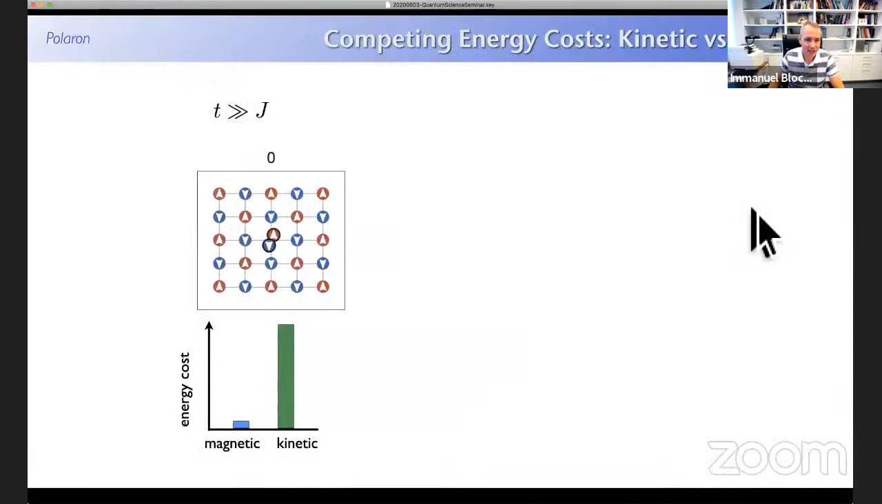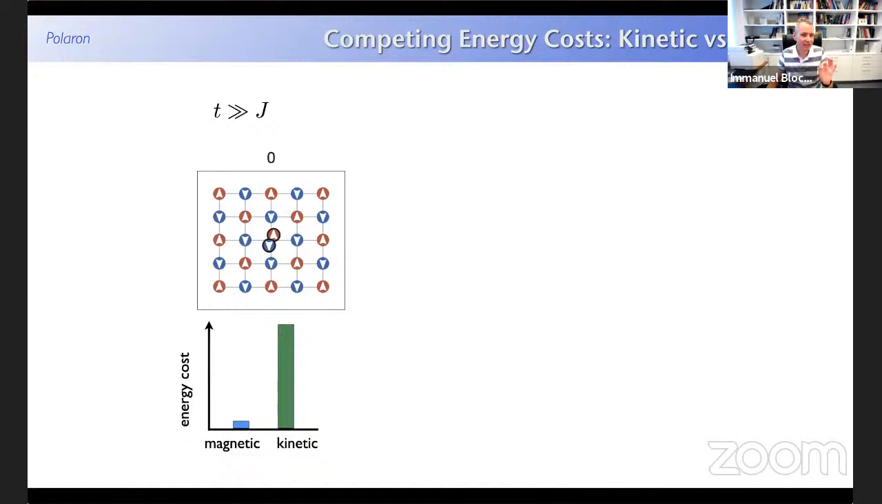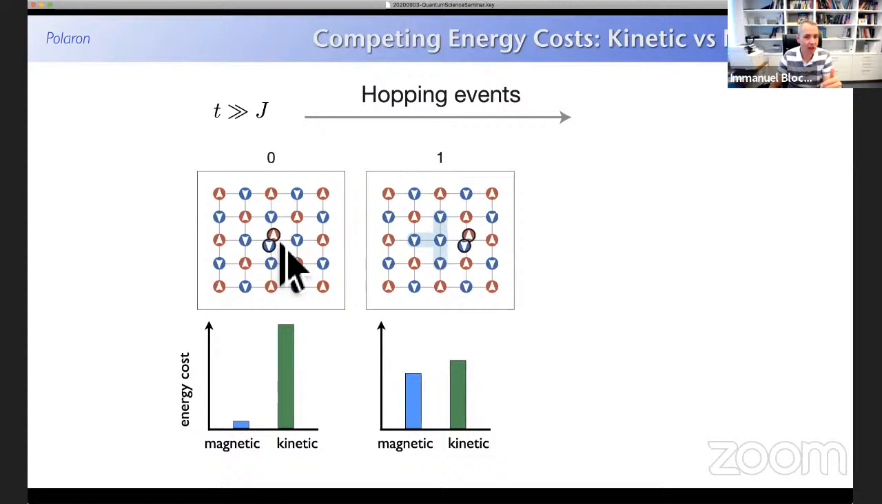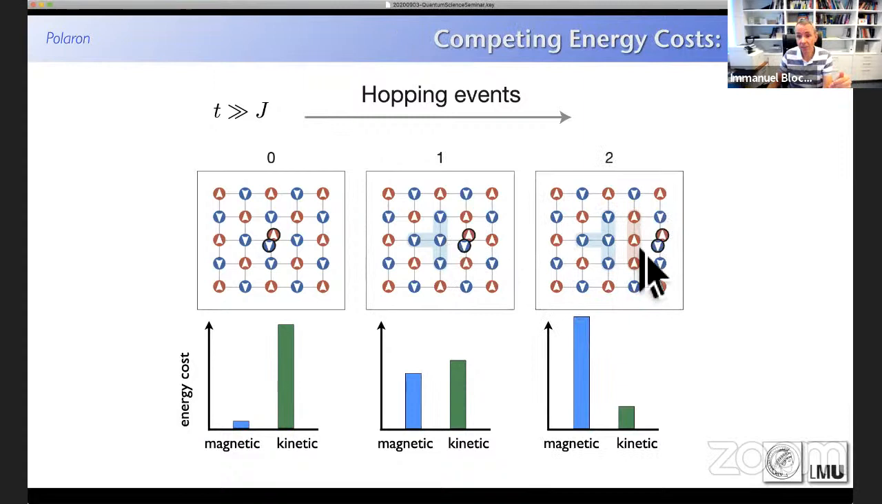So let's go to the 2D system and understand what's going on there. In 2D, instead of putting a hole, let's put a doublon. Essentially, it behaves the same as a hole, but for practical reasons, we like to work here with doubly occupied sites as dopants. And now we ask, what does that thing do if it starts moving around? What's different in 2D is that if this doublon starts to move, hopping from this side to this side, it will leave behind a string of flipped spins, ferromagnetically aligned spins. If it moves more, it leaves behind even more ferromagnetically aligned spins.